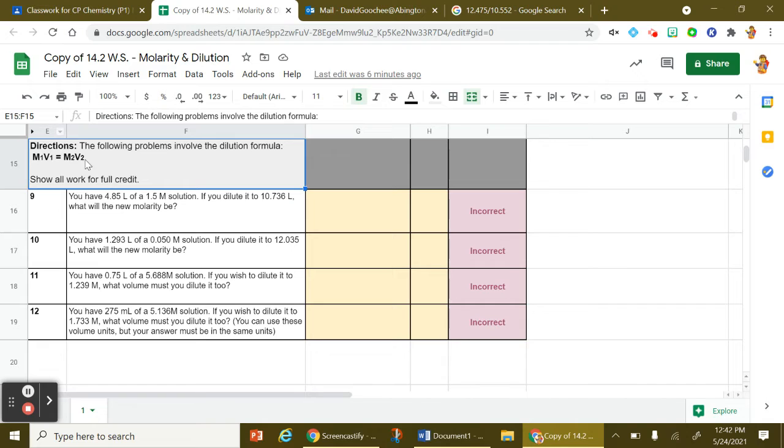That means when you multiply these two numbers together, one is lower, one is higher. The result, though, should end up being the same. So the initial molarity times the initial volume equals the final molarity times the final volume. So let's try one of these problems now. Let's try number 10.